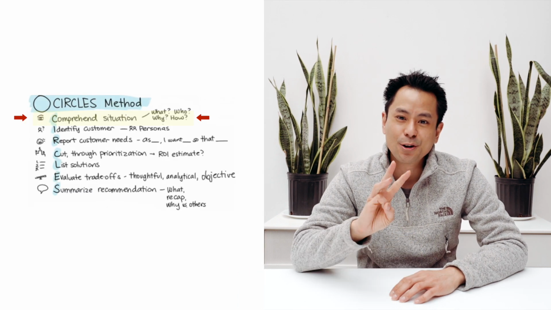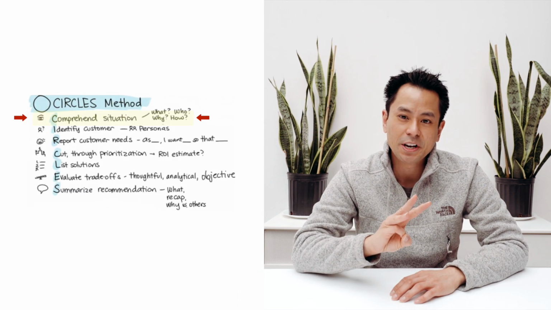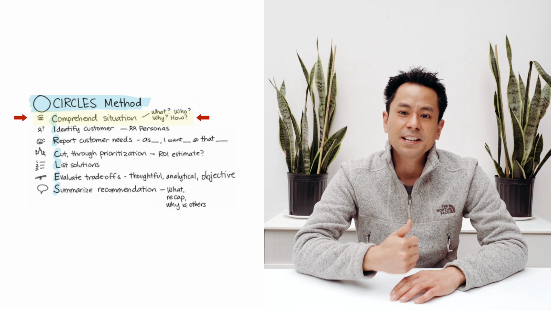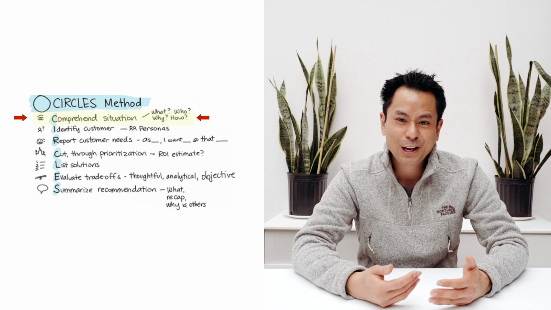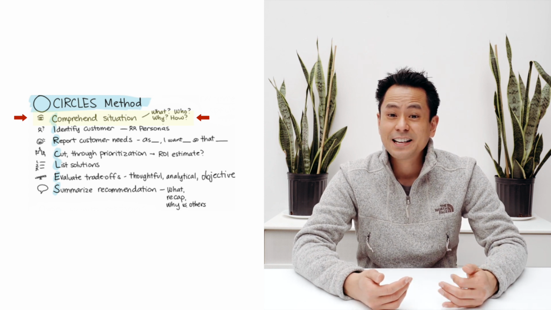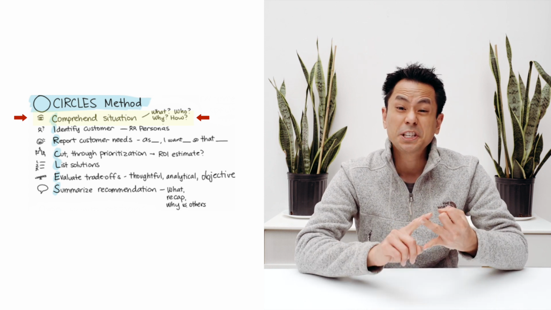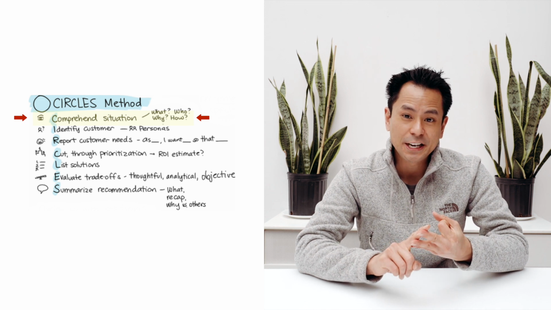Step number 1 is about comprehending the situation, and there are 3 steps to comprehending the situation. Step number 1 is to clarify the goal. When it comes to improving a product or designing a product, there's a lot of goals that you could think about, such as increasing revenue, increasing market share, or increasing engagement.